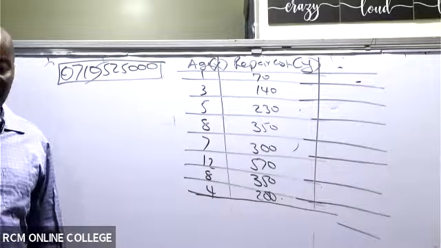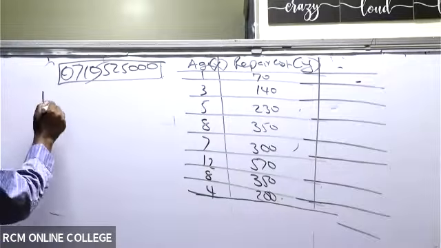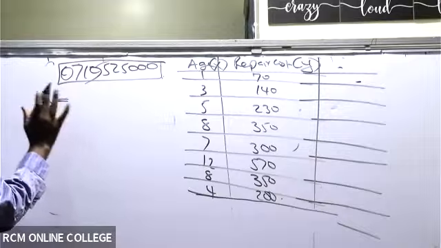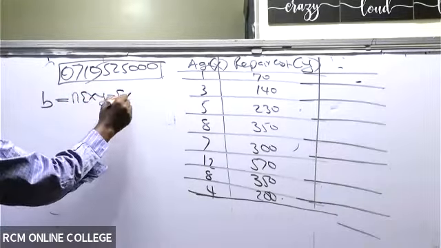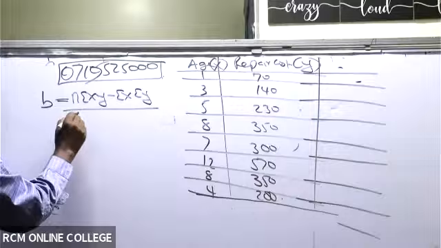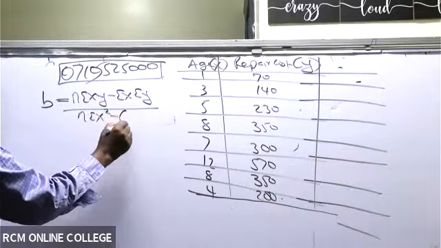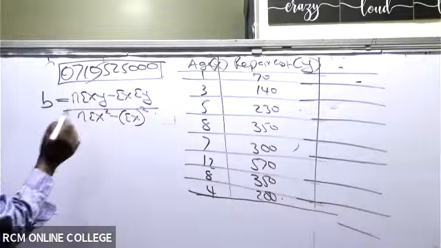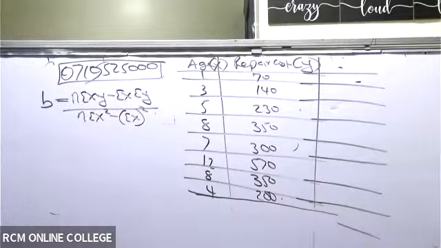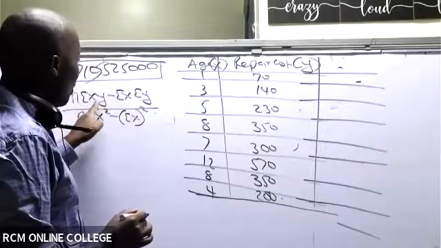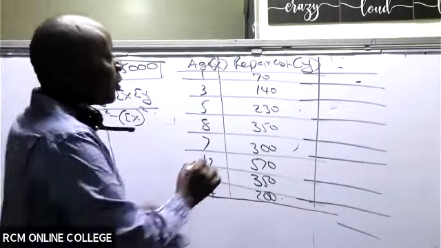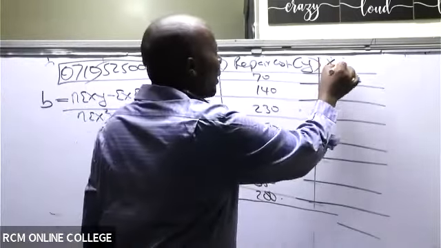So remember, what are we doing? We want to get the value of B. Because they have asked us to give them the regression equation, to get B, we normally take n sum of xy minus sum of x sum of y, all over n sum of x squared minus bracket sum of x squared. You must cram that formula. So you must introduce two additional columns, this column for xy and this column for x squared.